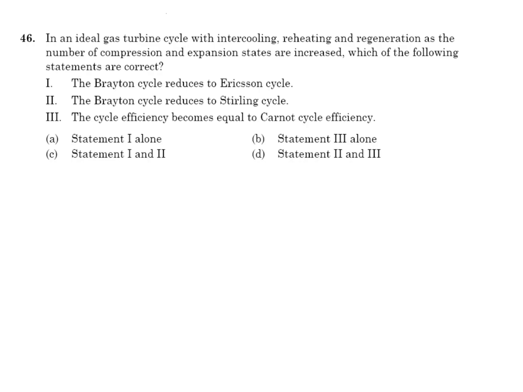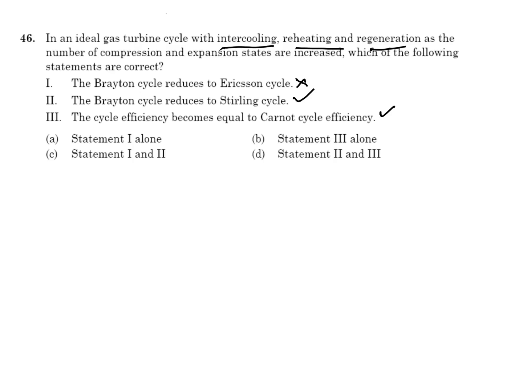In an ideal gas turbine cycle with intercooling, reheating and regeneration, as the number of compression and expansion stages are increased, which of the following statements are correct? Does the Brayton cycle reduce to the Ericsson cycle? No. The Brayton cycle reduces to the Stirling cycle. This is correct. Cycle efficiency becomes equal to Carnot cycle efficiency because this is intercooling, reheating and regeneration. So cycle efficiency becomes equal to Carnot cycle efficiency.